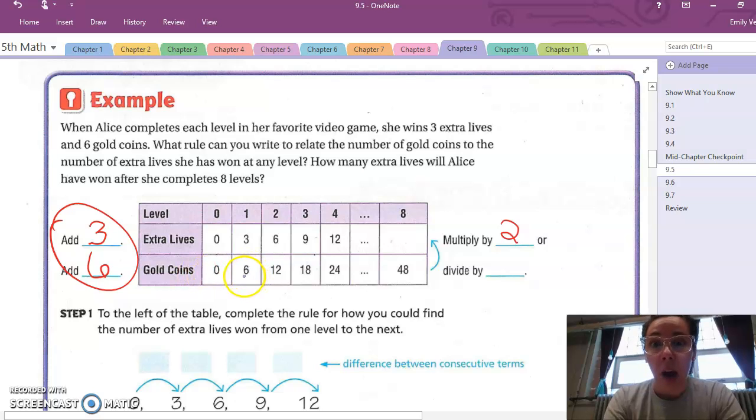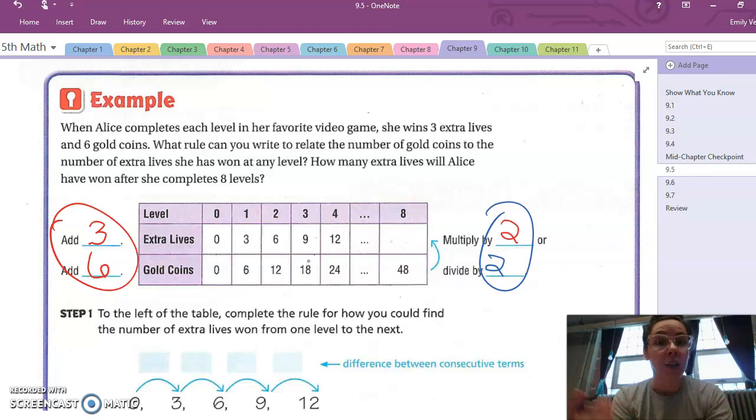So then, let's start with the bottom number. 6 divided by what is 3? 6 divided by 2, right? 2 goes into 6 3 times. So this number over here doesn't change. Whatever you're working with over here, whether you times by 2 going down, you'll divide by 2 going up. Times by 2 going down, divide by 2 going up. Okay? And this just shows how those numbers work together, how they go together, how they're related.